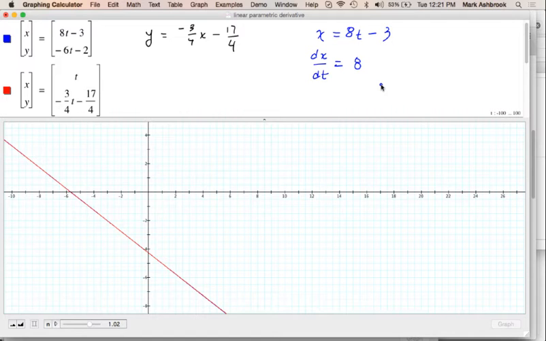So now we're more than a semester and a half into calculus. So it's a rate of change. And what does that mean? I mean, yes, it is, but that's very superficial. What does rate of change mean? dx dt equals 8. Explain to me the meaning of that number. What is that number telling us?